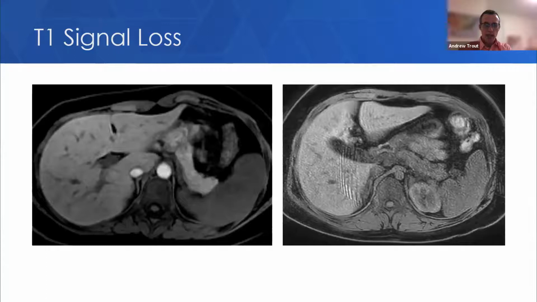Here's an example of T1 weighted signal loss. Normally, the pancreas is the most T1 weighted hyperintense organ in the upper abdomen. You see the pancreas appearing bright here, brighter even than the liver. In the context of chronic pancreatitis or T1 weighted signal loss related to exocrine insufficiency, the pancreas becomes darker than the liver, and in some cases as dark or darker than the spleen. And that's what we're looking to try and quantify.